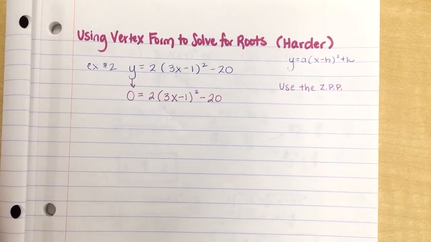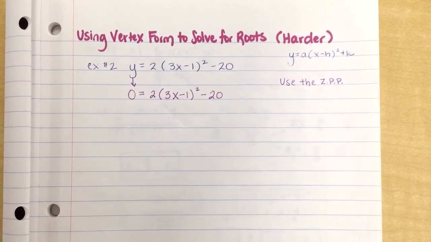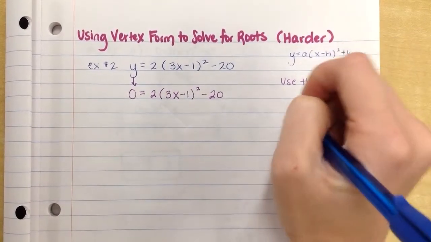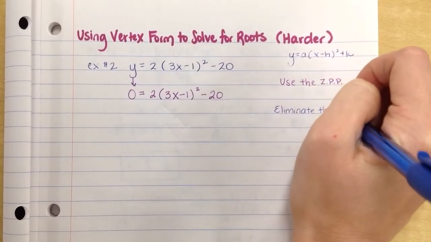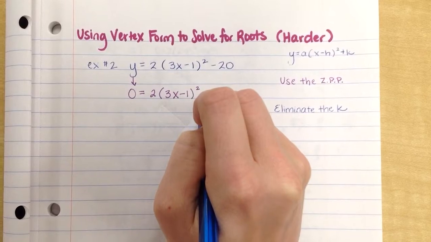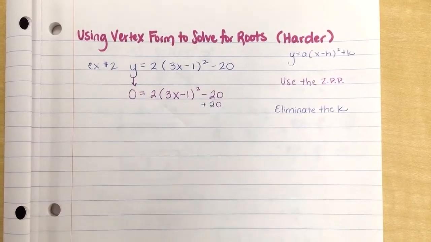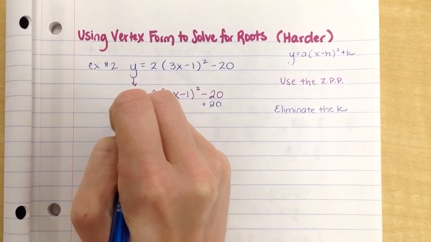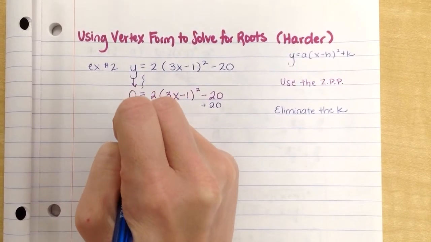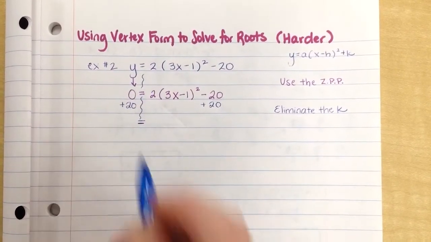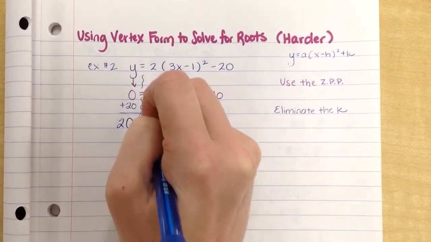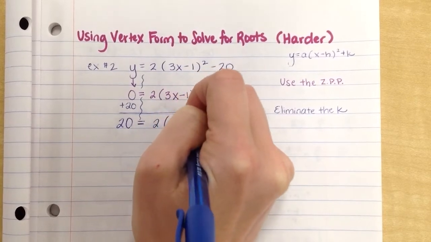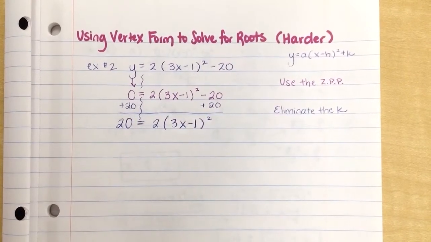And now we're going to do the exact same steps that we did previously, except there's a few more added steps. We're going to start by eliminating the k, which is this negative 20. The inverse of negative 20 is positive 20, so we add 20 to both sides. Do our little demarcation of the equal sign. And now we have the equation 20 equals 2 times 3x minus 1 quantity squared.